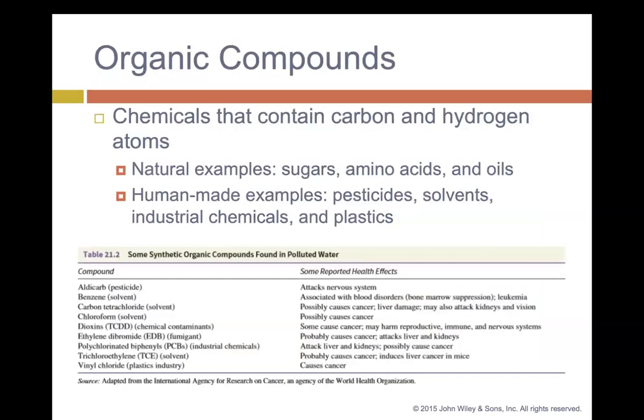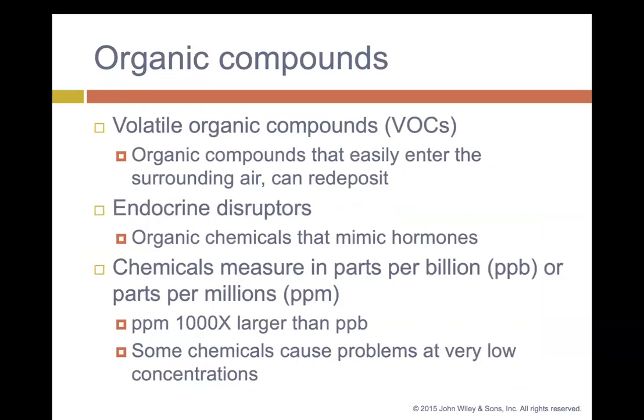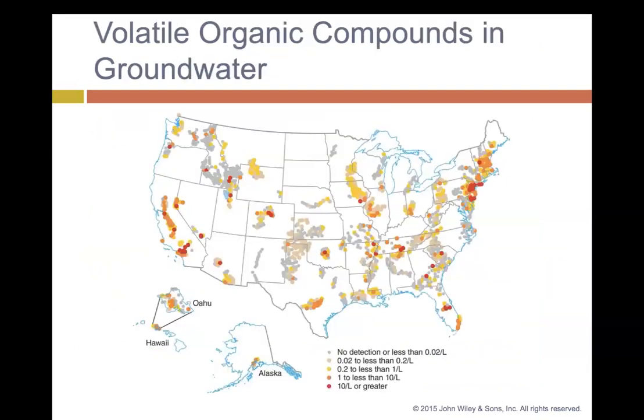Organic compounds are chemicals that contain carbon and hydrogen, and these could come from pesticides, solvents, industrial chemicals, and plastics. VOCs are volatile organic compounds that easily enter the air. Endocrine disruptors are organic chemicals that mimic hormones and can affect human health as well. Chemicals are always measured in parts per billion or parts per million, and some chemicals cause problems at even very low concentrations. Here we have volatile organic compounds in the groundwater, shown as the dots. The red dots stand for 10 per liter or greater.